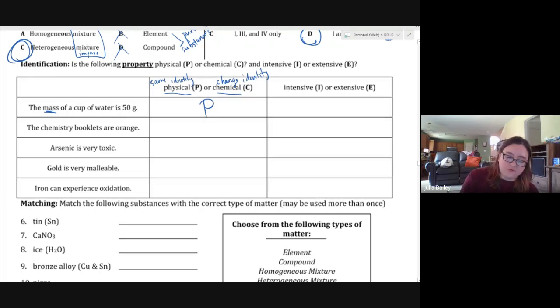Chemistry booklets are orange, the color there being the property we're talking about. If I look at a book and I say, oh yeah, that's orange, did I turn it into not a book or not orange or not paper? No, it's still all of those things. Me looking at it and saying, yes, that's orange, that observation did not change what the book is made out of. So that tells me that if it kept the same identity when I observed it, that's a physical property.